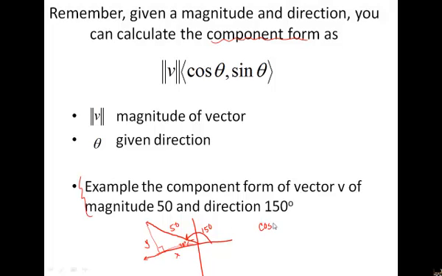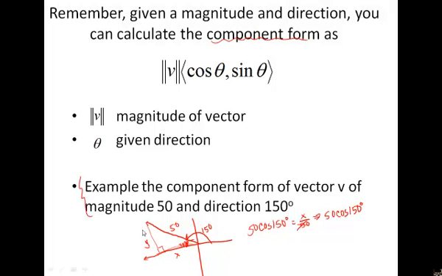So cosine of 150 degrees is equal to the adjacent, which is this leg touching. We're using that reference angle technically. So this leg touching, the adjacent over hypotenuse, which is 50. So if you solve for that x, multiplying 50 to both sides, it would be 50 cosine of 150 degrees.